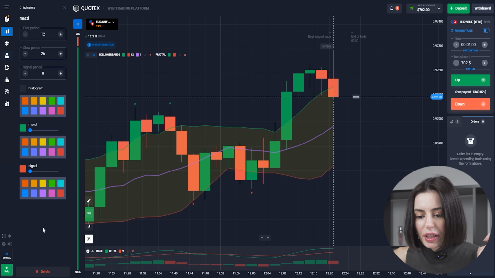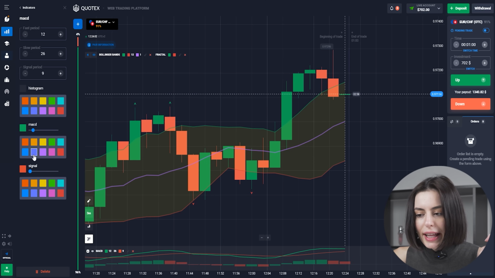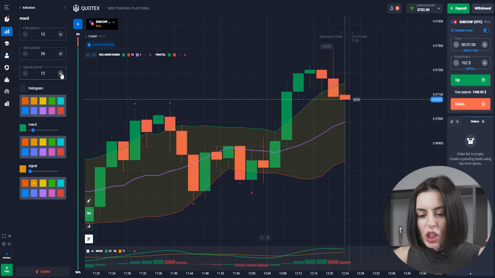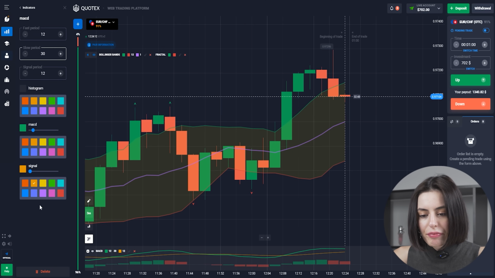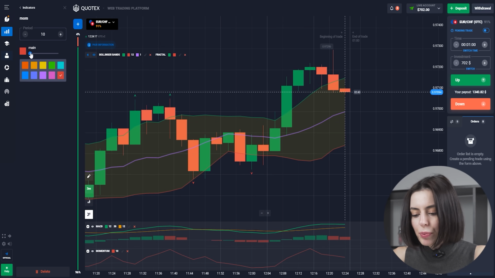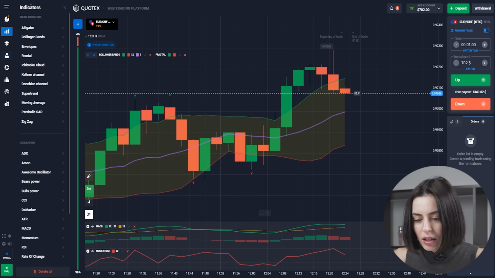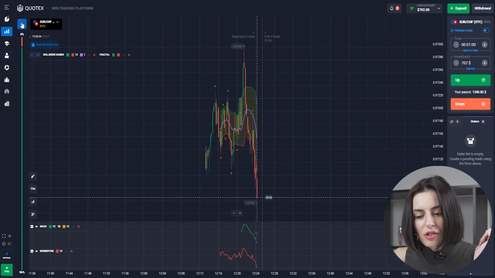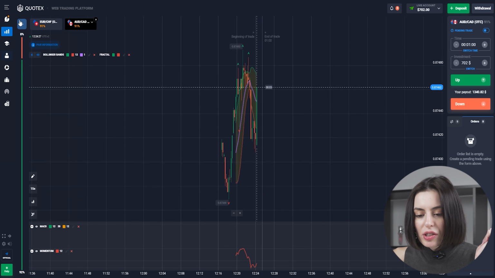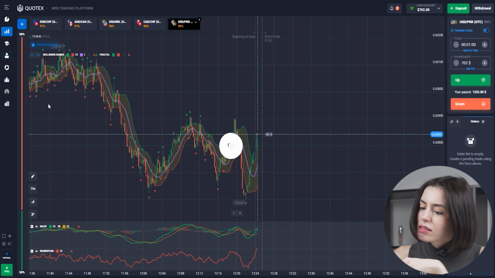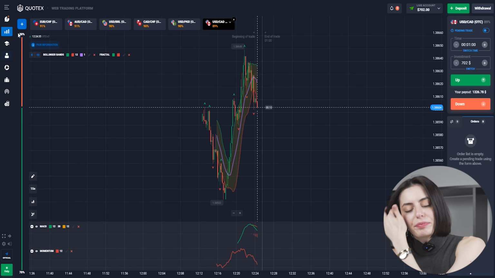It's gonna be Bollinger Bands, fractal, MACD, and one more indicator, which is going to be the momentum. 4 indicators based strategies, 15 seconds. That's a change. Currency pairs with the biggest payouts, 90%, 91 even. That's more than enough for us.